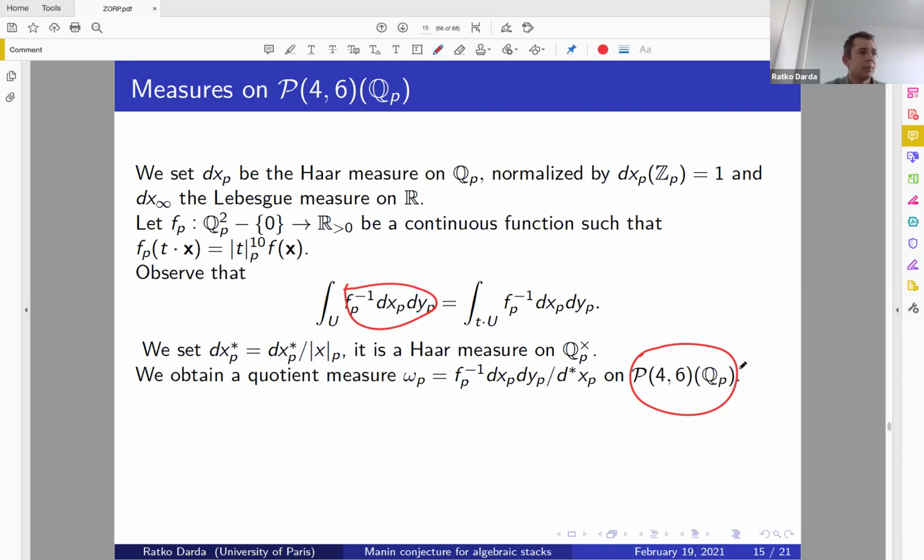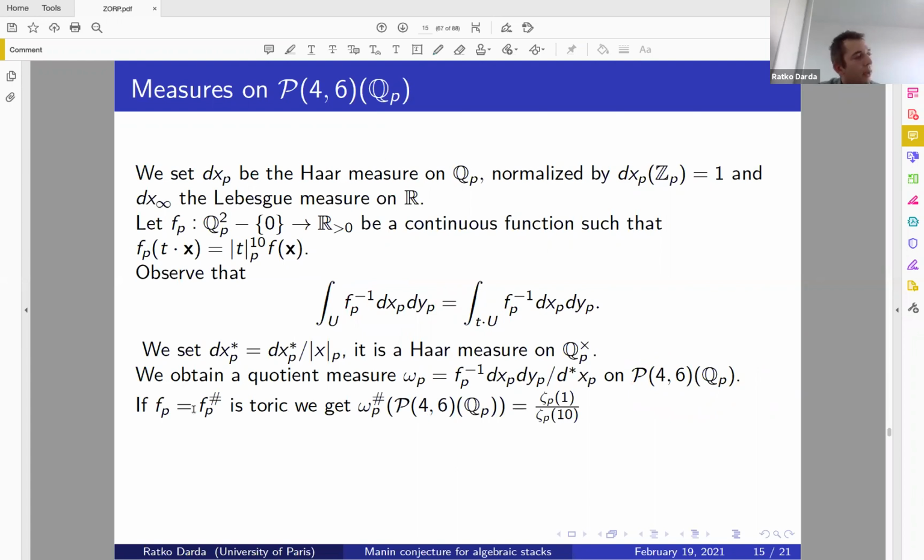We know that this is the quotient, precisely Q_p^2 minus 0 divided by Q_p^times. We were previously working with it as a topological space. Now we view it as a topological space and equip it with a Radon measure. When f_p is toric, we can calculate the measure on the whole set. It is given by this.